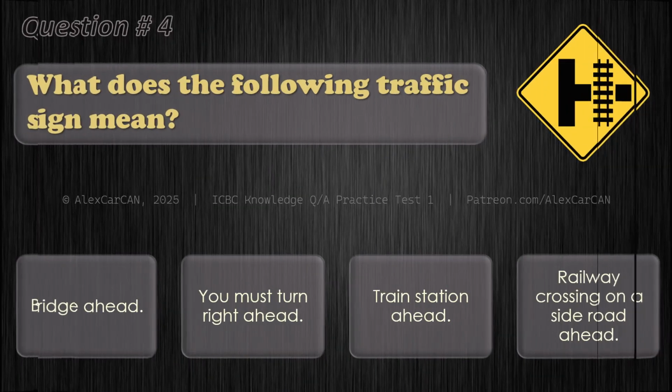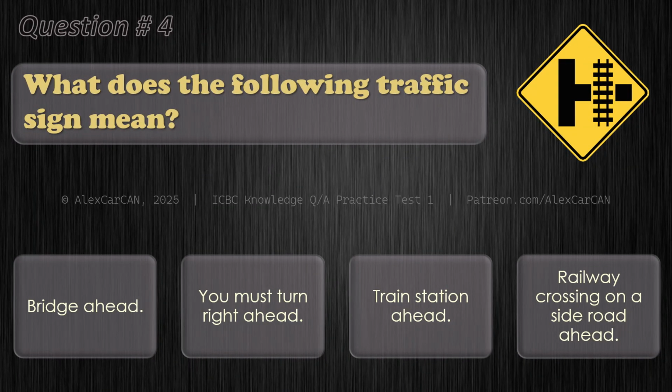Question number 4. What does the following traffic sign mean? Bridge ahead. You must turn right ahead. Train station ahead. Railway crossing on a side road ahead. The correct answer is railway crossing on a side road ahead.